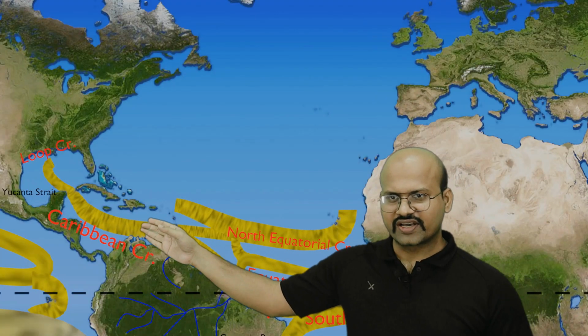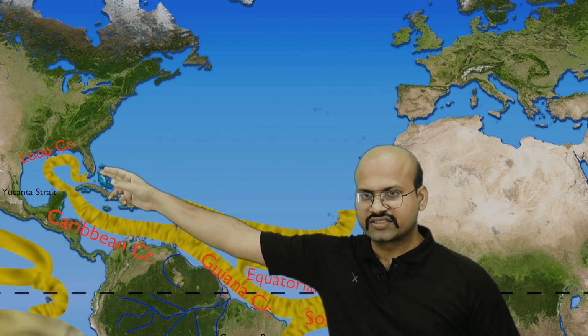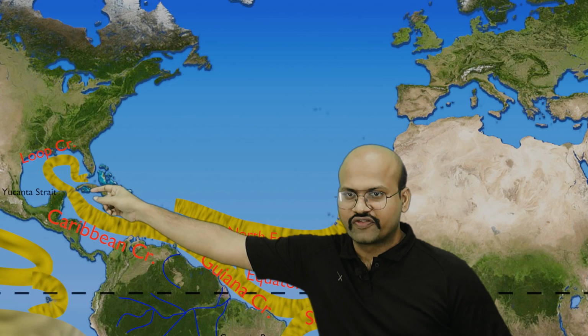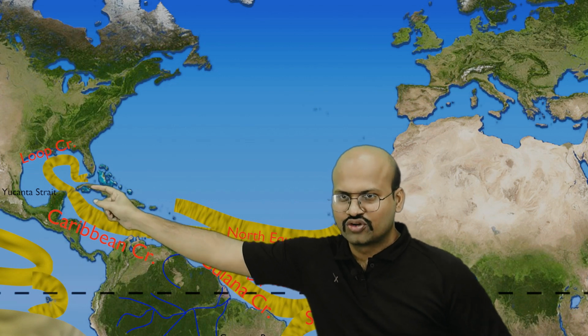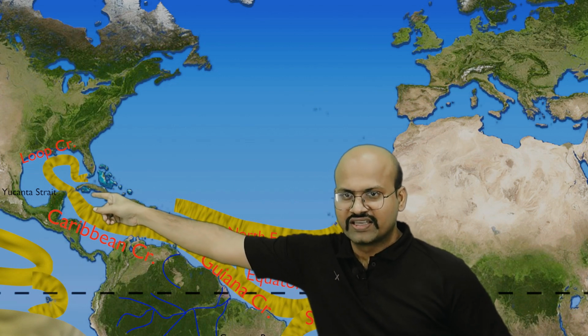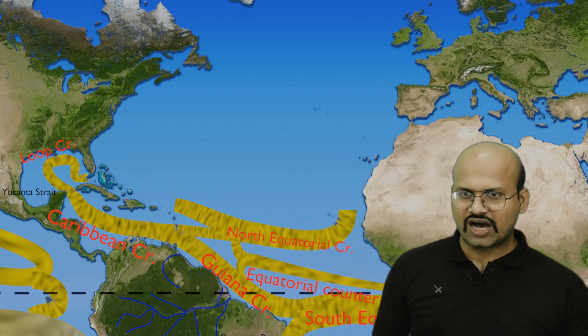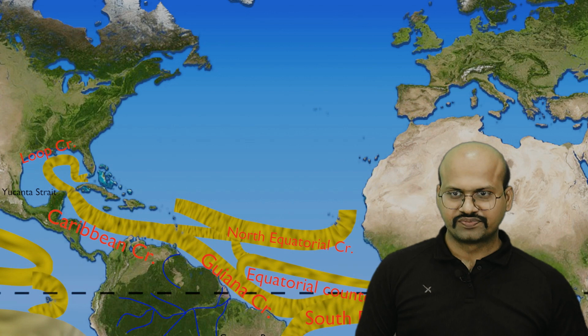Now this Caribbean current, when it enters this Gulf of Mexico, it forms a loop like this. It forms a loop from the Yucatan Strait to this Florida Strait, and that is why this region in the Gulf of Mexico is called a loop current. You can see how it forms a loop over there.